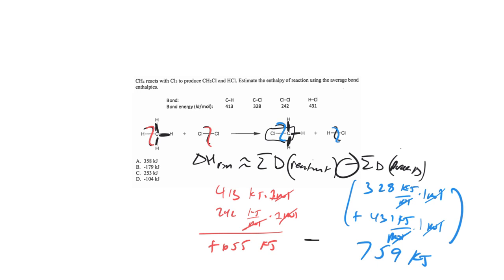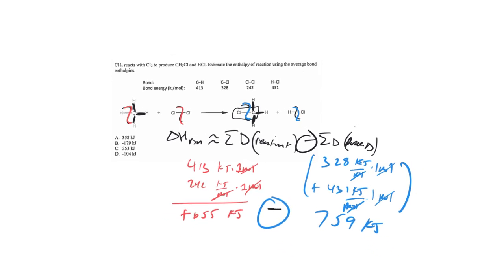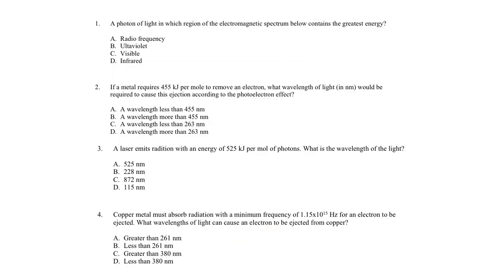So it takes 759 kJs to break the bonds that we are trying to make in the product, so we get back minus 759 for forming those bonds. So forming those bonds is exothermic, breaking the bonds in the reactants is endothermic. So endothermic to break the bonds, exothermic to form them. So the difference is minus 104 here if you work it out.